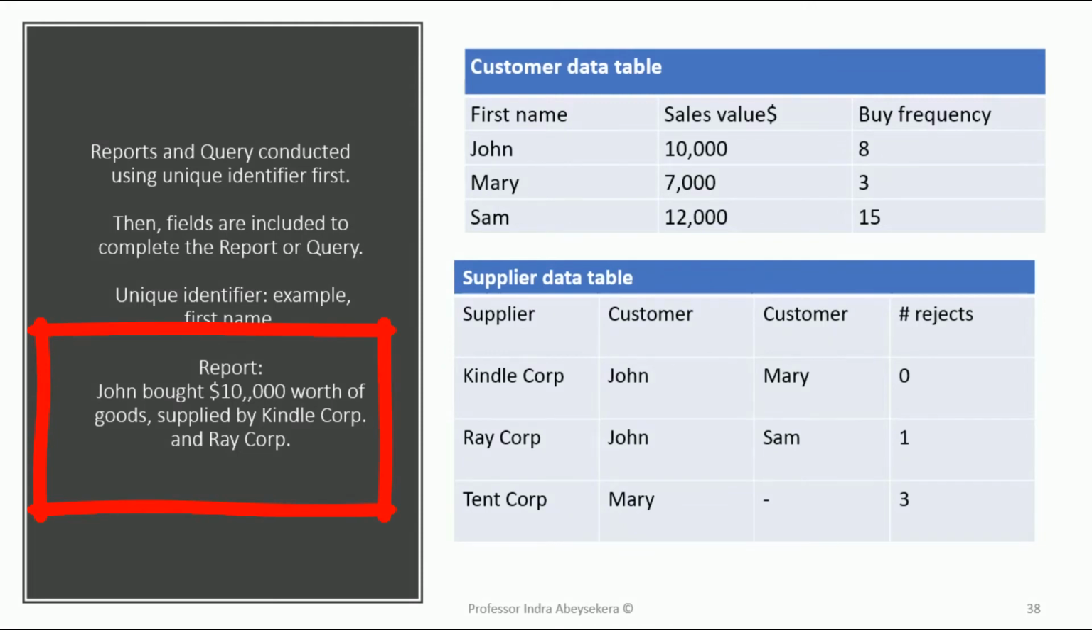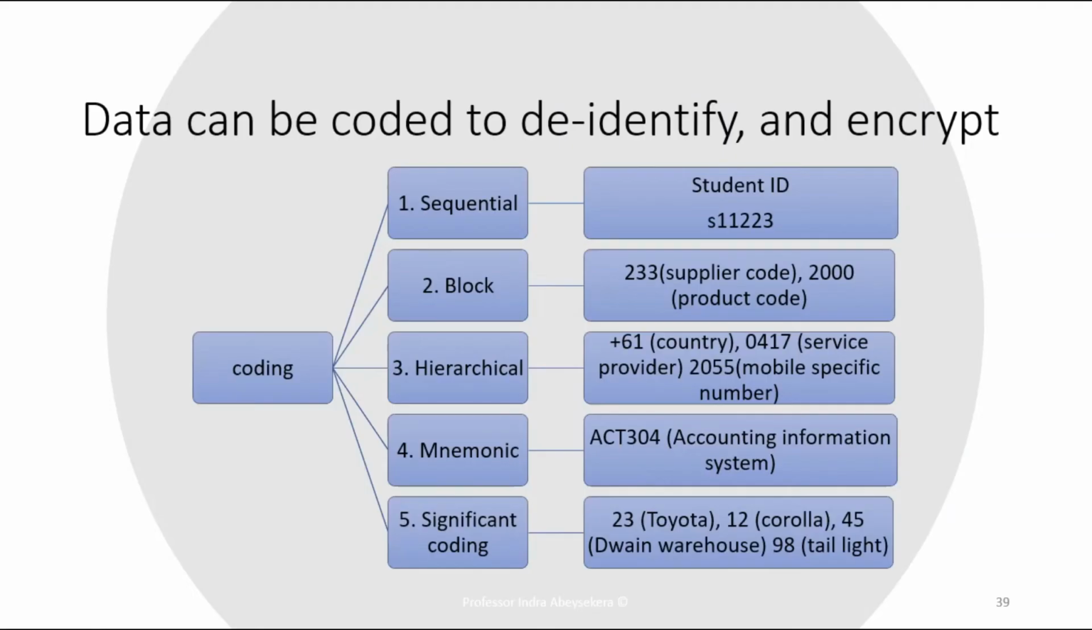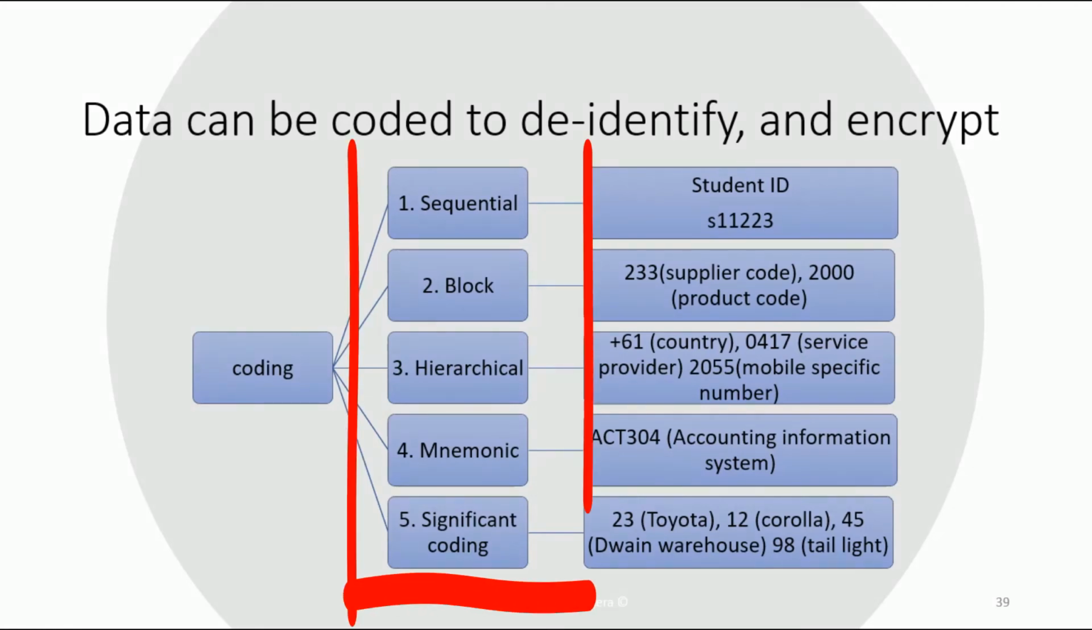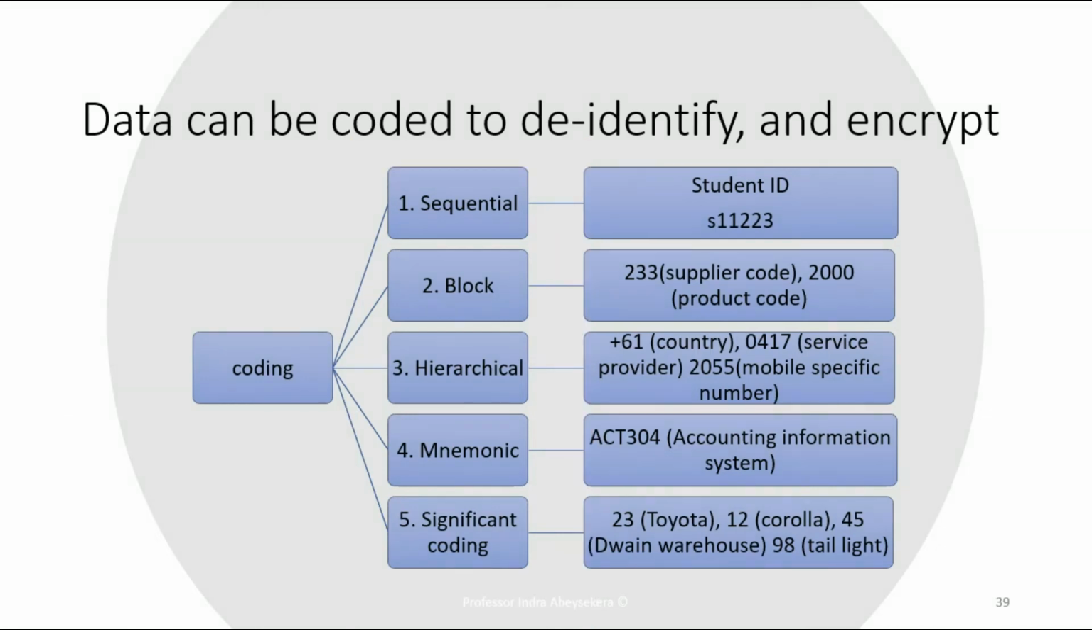And using these two data tables, we can prepare a report inquiring into these two data tables that John bought 10,000 worth of goods supplied by kindergarten and record, because now we are using the two databases to inquire about John's buying behavior.